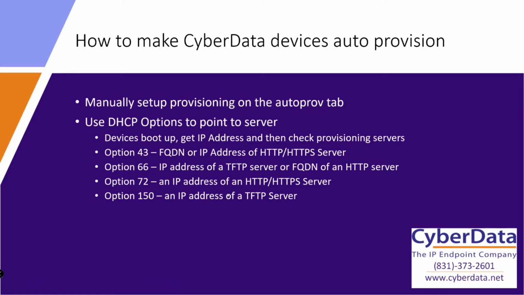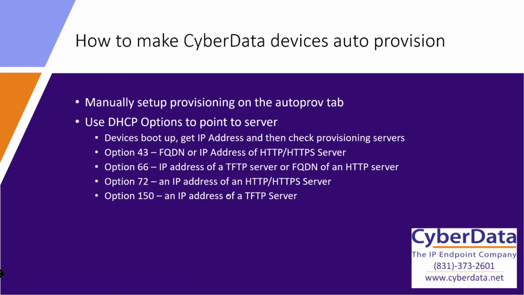So with option 72, it gives you that option to point to that server via an IP address. You can still use an IP address if you're going across the open internet. However, it's most common if you're going to use an IP address, it's done on your local area network.